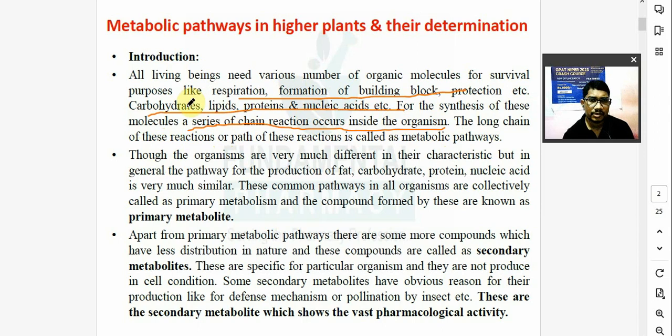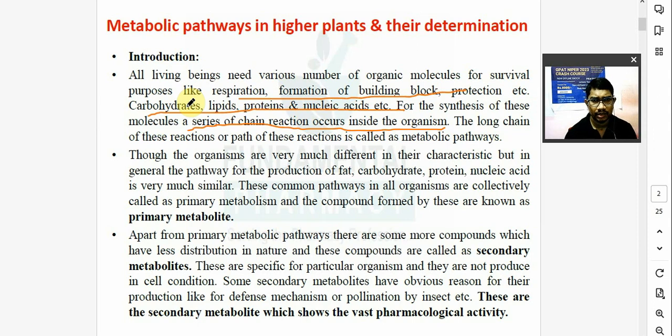Are you able to see the screen? Screen is there. व्यवस्थित. Series of chain reactions that occurs inside the organism for the production of these biomolecules, carbohydrate, protein, lipids, nucleic acid, or the organic components, okay, are known as the metabolic pathways.